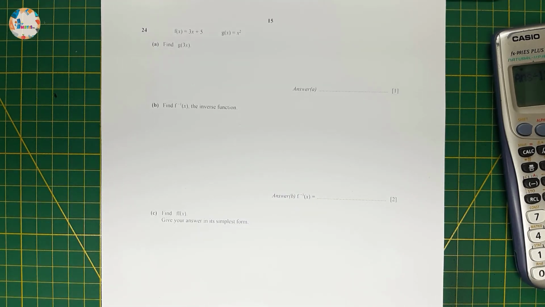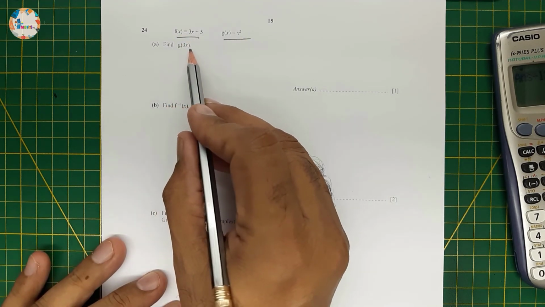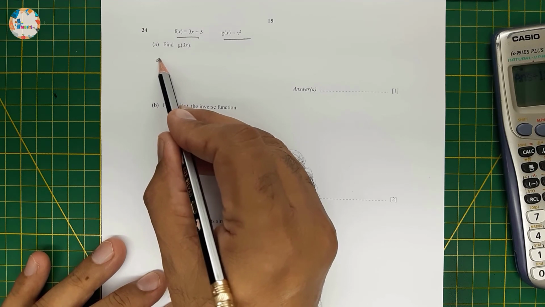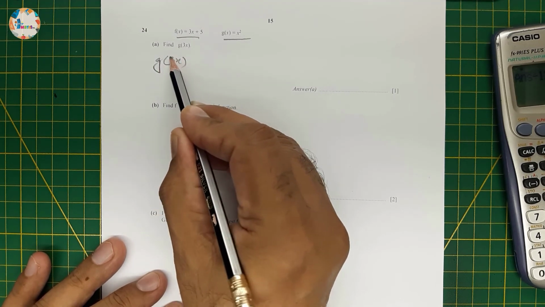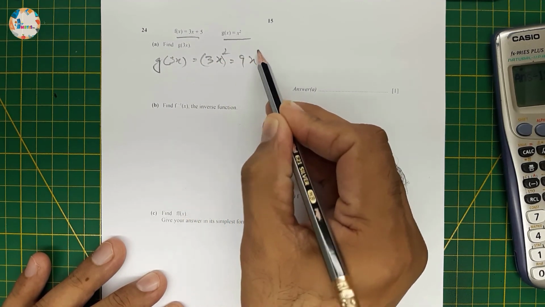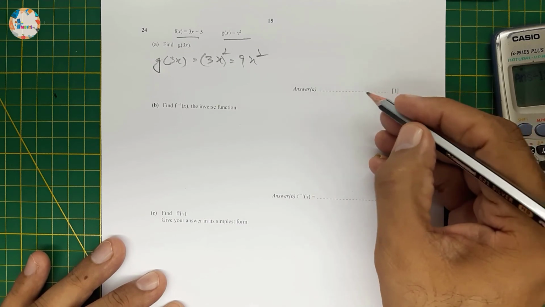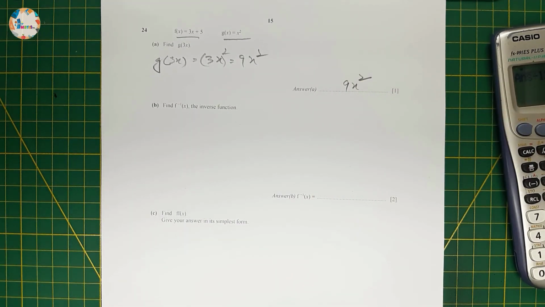Question number 24, this is a functions question. f of x is equal to this one. g of x is also provided. Find g of 3x. So in g of x, we will be replacing x with 3x. So this will be 3x whole squared, which is equal to 9x squared. So 9x squared will be our final answer for this one.